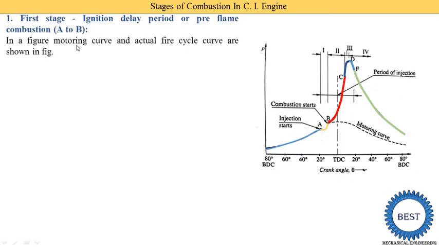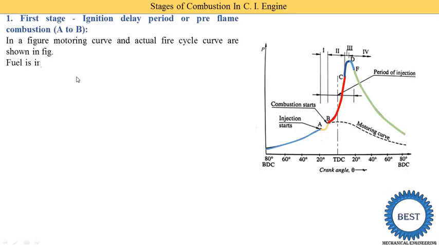In the figure, the motoring curve and the actual fired cycle curve are shown. In this figure you see two lines. This one is known as the motoring curve. Motoring curve means that the inlet and exhaust valves are closed and no diesel is sprayed, just compression takes place and expansion takes place. This is known as the motoring curve, and this is the actual fired cycle curve.